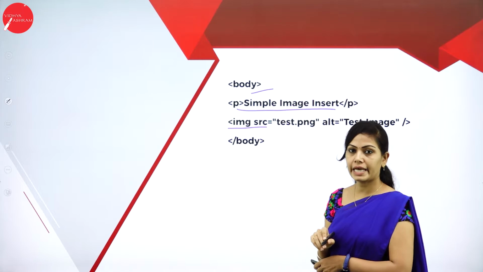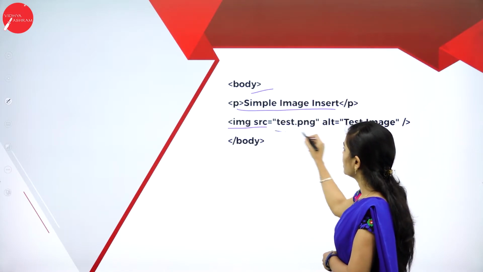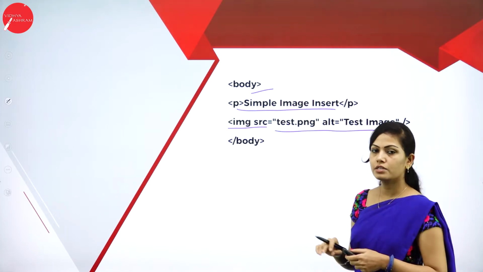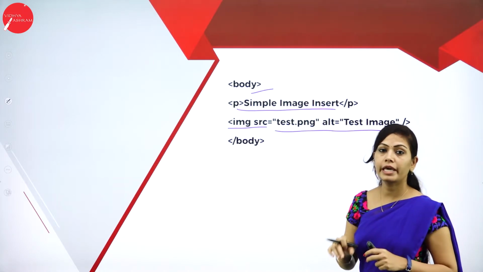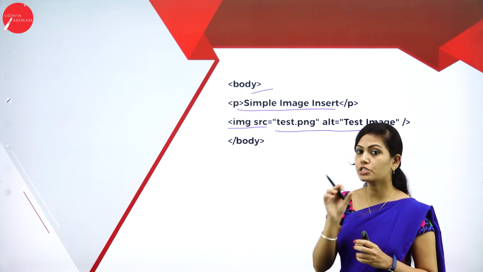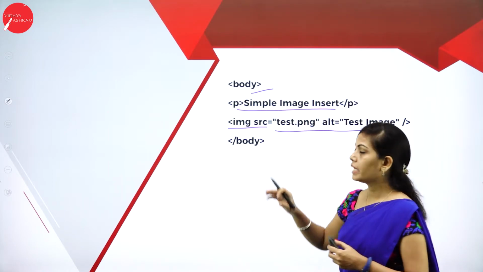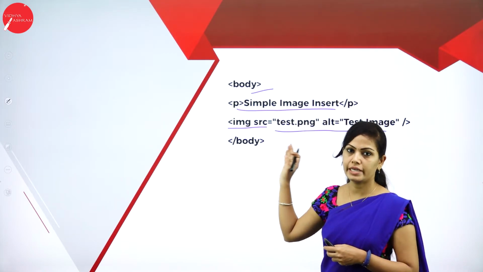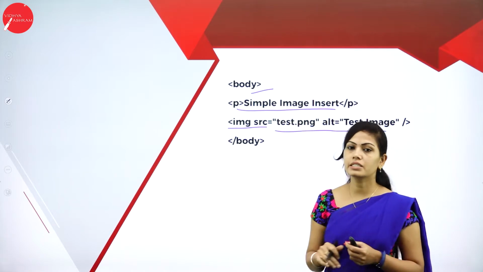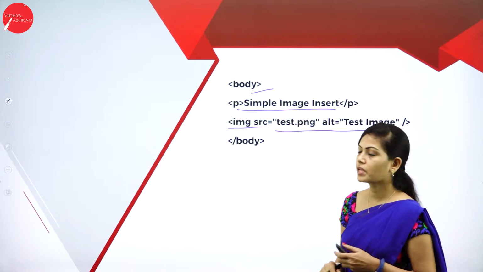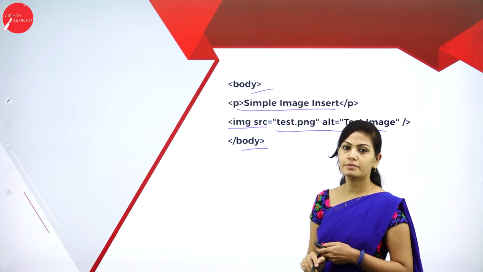So this is your syntax. Image source is equal to, this is your URL, and you can add the file name of your image. So first you have to save it on your desktop and you can give the image URL and file name. So you can insert the image in your web page and close the body tag.